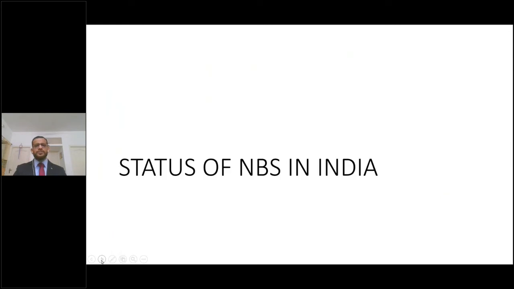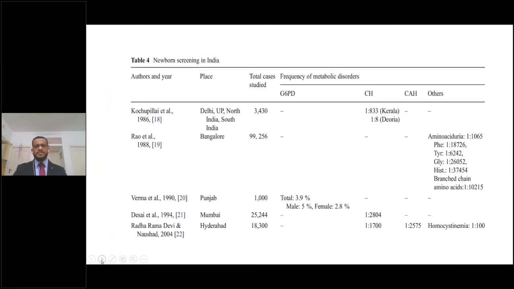What is the status of newborn screening in India? India is a vast country. It is a subcontinent with more than 1 billion people. So a wide variation in the incidence of these conditions has been reported in the literature. Here you can see that the incidence of congenital hypothyroidism was as high as 1 in 8 in one study done in the early 1980s. But present-day studies quote the incidence to be around 1 in 800 to 1 in 1000. So it is much more common.